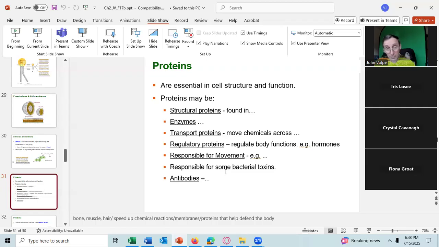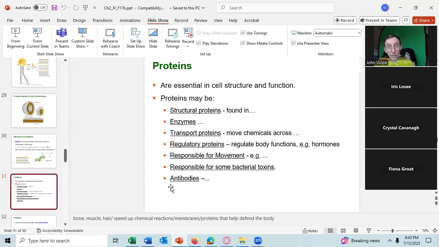Proteins are also responsible for some bacterial toxins. So if a bacteria produces like an exotoxin, that's likely to be a protein. And then proteins can also be antibodies. These are proteins our body makes to help defend us by binding to a foreign invader, like a bacteria causing an infection in your body. We can make antibodies, which then bind to that bacteria cell, which is invading your body.